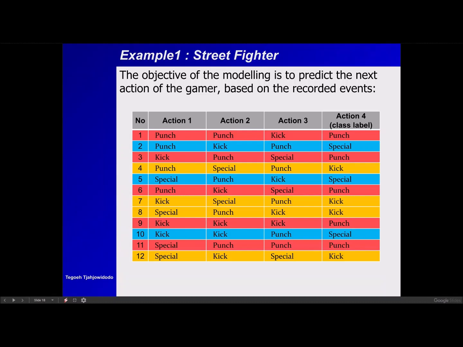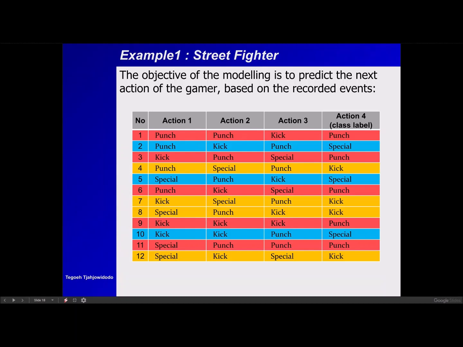The first sample that I record, he or she is doing punch as the first action: punch, punch, kick, punch. I record it. The second set, I record it again. Apparently he or she is doing punch, kick, punch, special. There are three types of action, right? Punch, kick, and special. And then I record 12 sets of action, as you can see here. So this will be the historical data that I will use to develop the model.